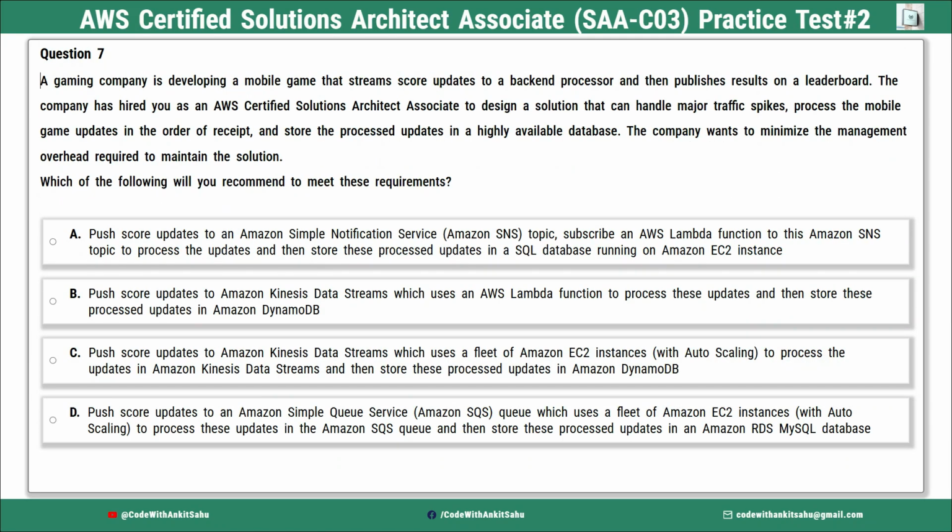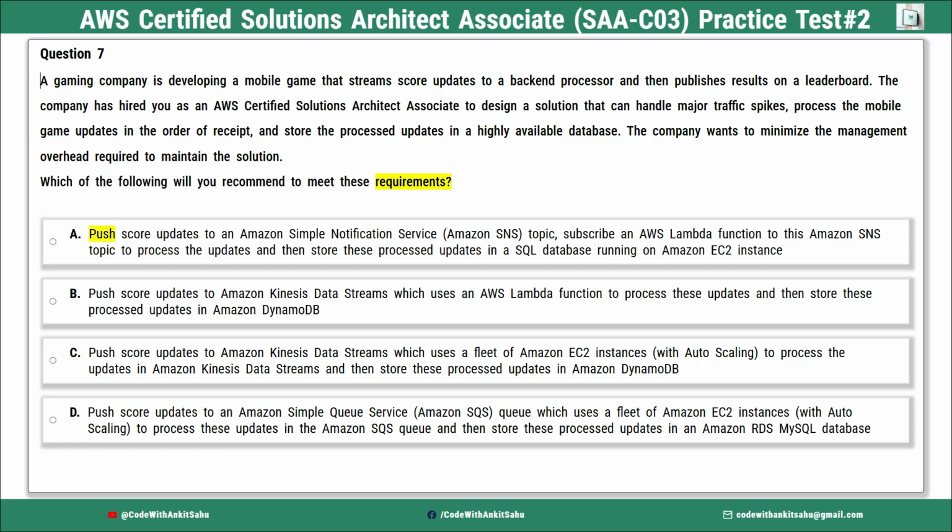Question 7. A gaming company is developing a mobile game that streams score updates to a backend processor and then publishes results on a leaderboard. The company has hired you as an AWS certified solutions architect associate to design a solution that can handle major traffic spikes, process the mobile game updates in the order of receipt, and store the processed updates in a highly available database. The company wants to minimize the management overhead required to maintain the solution. Which of the following will you recommend to meet these requirements?